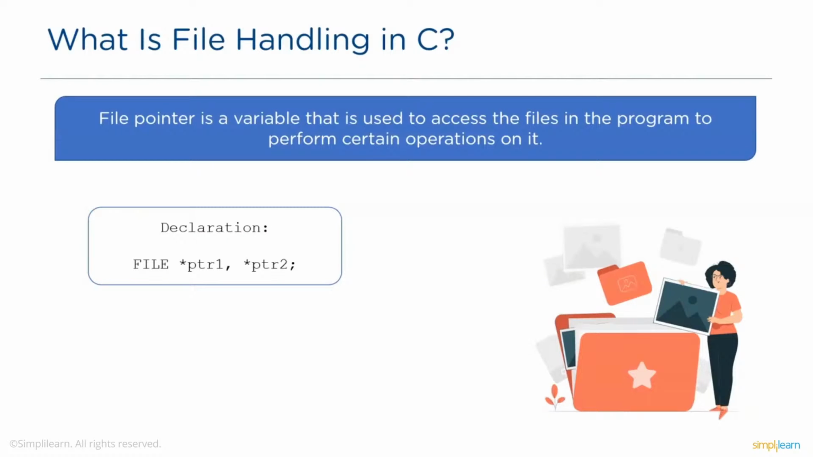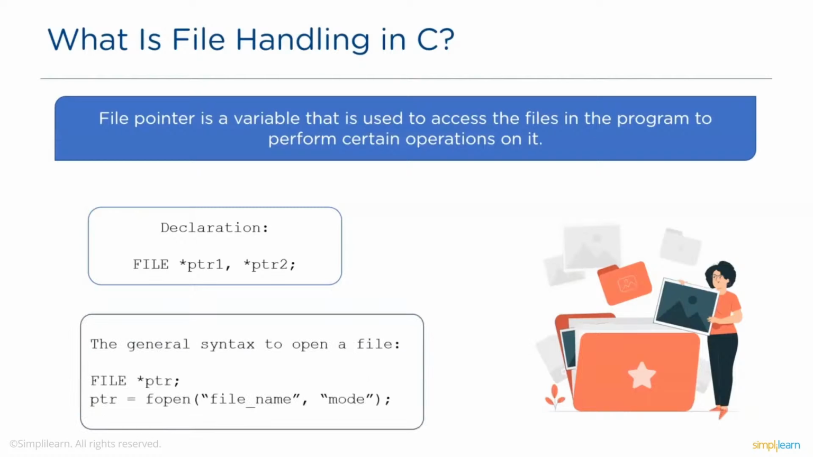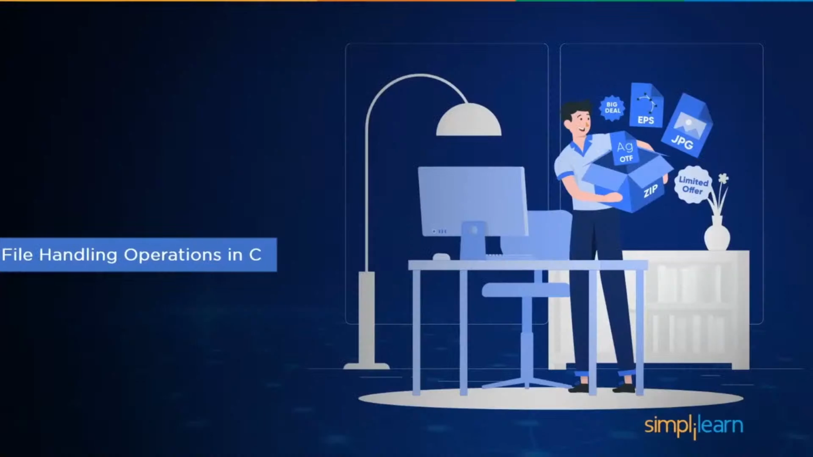The general syntax to open a file is FILE, asterisk, followed by the file pointer name. Then, to open a file, we use the function fopen and specify the file name and the mode, which will be assigned to the file pointer variable. Alright. Now, let's have a look at the file handling operations in C.